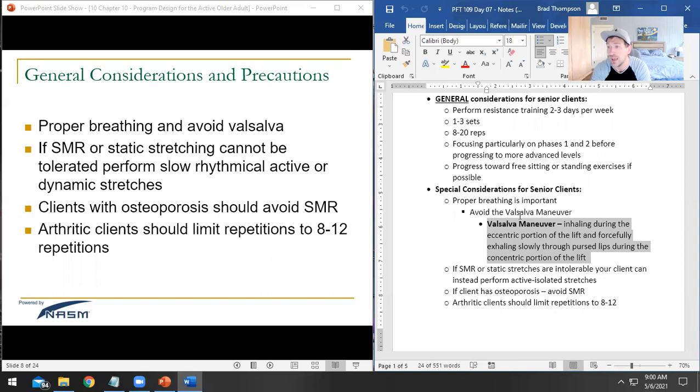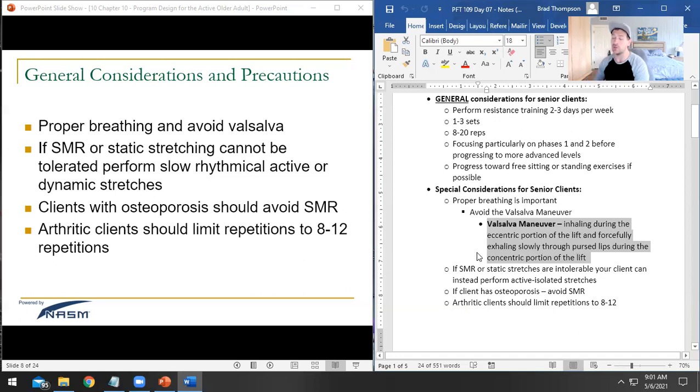If you guys are doing heavy lifting, I recommend watching videos and practicing the Valsalva maneuver. It will really help with your intra-abdominal pressure. It'll really help if you have a low back rounding problem, things like that. So inhale during the eccentric portion of the lift and forcefully exhale through pursed lips during the concentric portion.